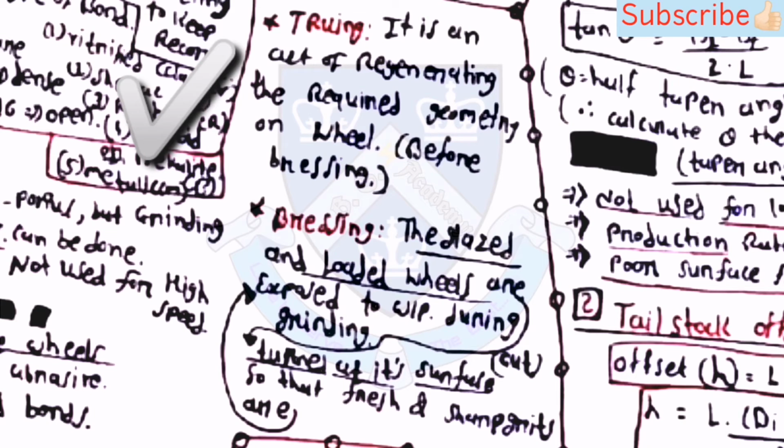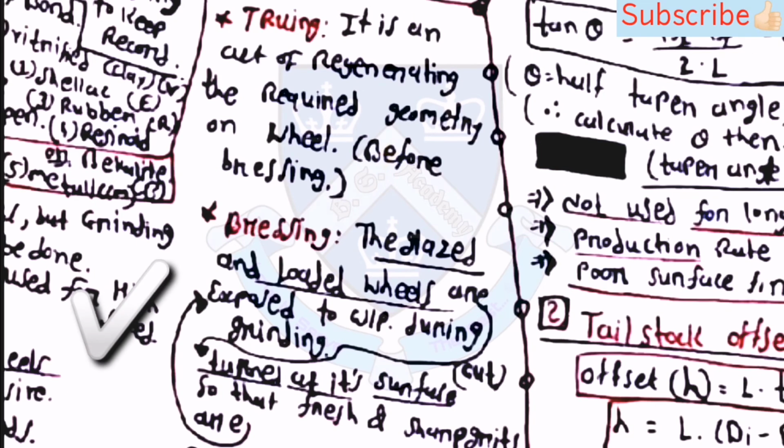It is an act of regenerating the required geometry on the wheel before brazing. Then in the brazing process, the glazed and the loaded wheels are turned at its surface so that the fresh and sharp grits are exposed to the workpiece during the grinding process.